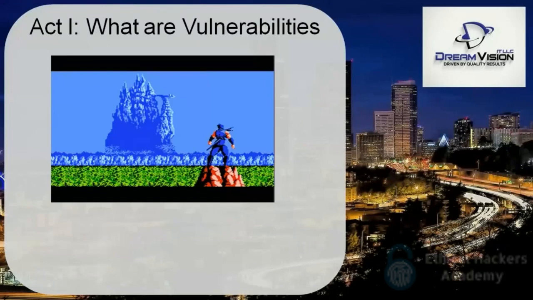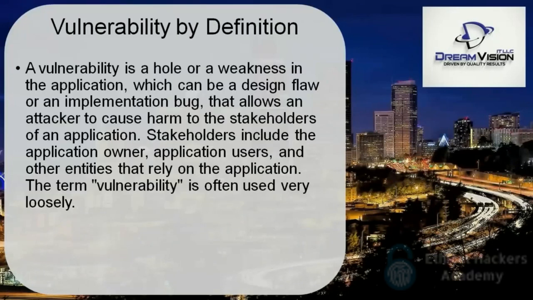In Act 1, we're going to cover what vulnerabilities are. By definition, a vulnerability is a hole or a weakness in the application, which can be a design flaw or an implementation bug that allows an attacker to cause harm to the stakeholders of an application. The stakeholders should include the application owner, application users, and other entities that rely on the application.